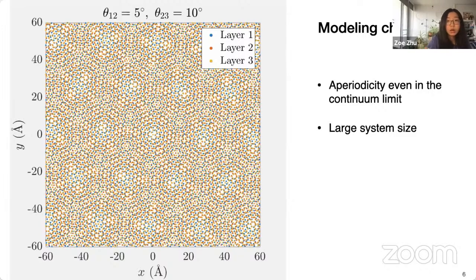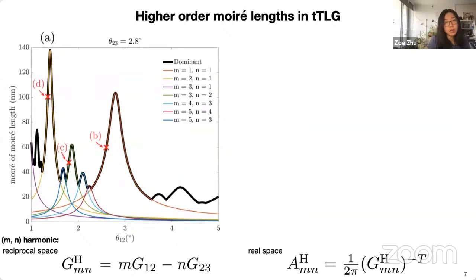So now we can take a closer look at, we can be more quantitative about the length scales in the system. And to understand it, we have to look at different harmonics of the moiré pattern. And so just as a quick review, we can go over how we obtain the moiré pattern in TBLG.